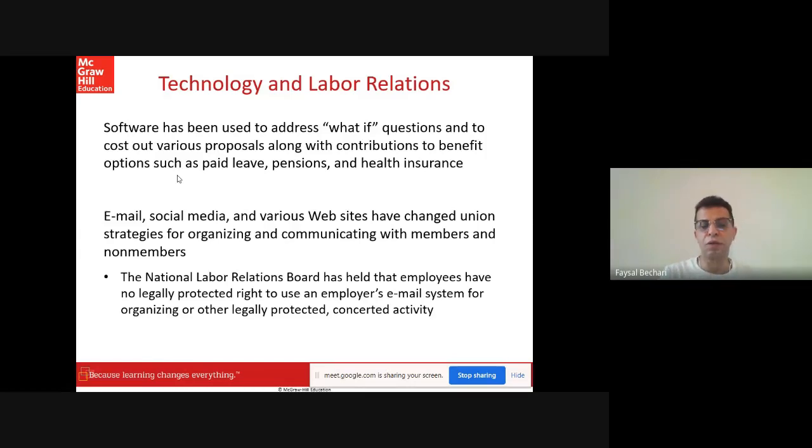There are other tools that you utilize, like email, social media, and various websites, that have changed the union strategy for organizing and communicating with members and non-members. The National Labor Relations Board has held that employees have no legally protected right to use an employer's email system for organizing or other legally protected concerns. In other words, you can send an email to the union or to management easily by utilizing email.